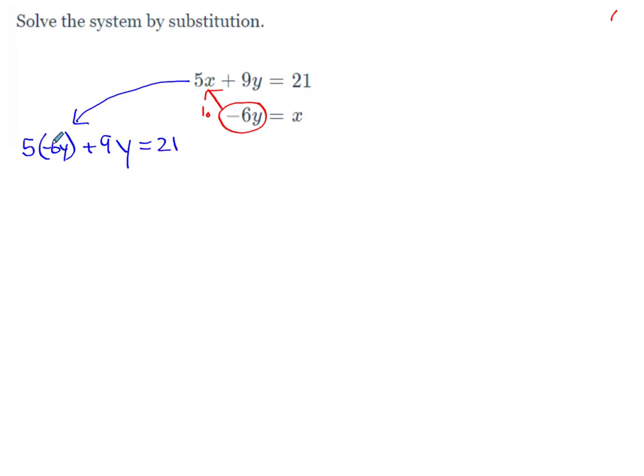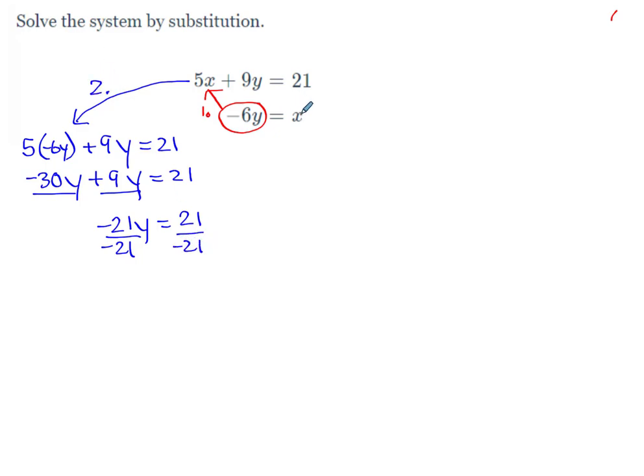Now I'm going to have to multiply these together. I have a set of parentheses, so it's kind of like distribution, but there's really only one term inside. So 5 times negative 6y is negative 30y, plus 9y is equal to 21. I'm going to combine 9y and negative 30y together, so that's going to result in negative 21y equals positive 21. And then I'll divide by negative 21 on both sides. So that was step number 2.